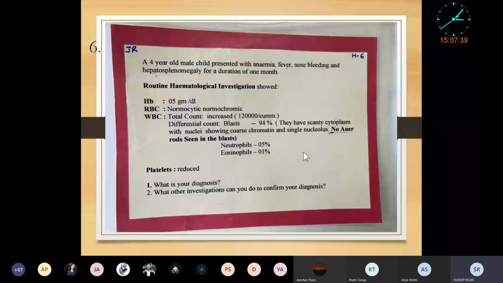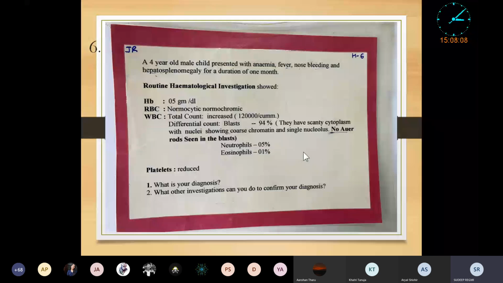You do cytochemical stains like PAS, periodic acid Schiff stain, or which stain? MPO, and PAS stain we do. And along with the bone marrow aspiration and biopsy, we do cytochemical stains. And the other one confirmatory is flow cytometry. Just know the name, flow cytometry.